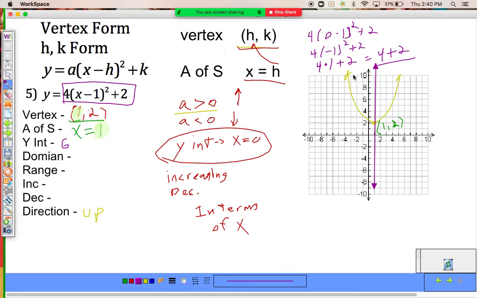All right, what's my domain? What's the domain of this function or graph? And it's something we talked about last class. Absolutely, it's all real numbers. All of the problems we do today, all absolute values and all squares are all real numbers.